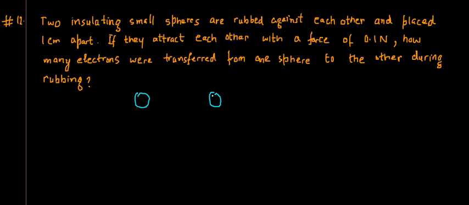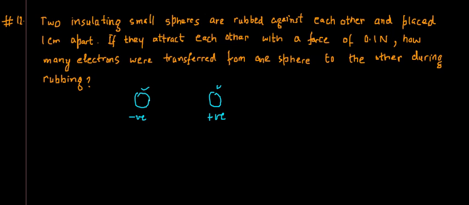Initially they were neutral. When we rub them, one of them gains a negative charge. That's because of the excess of electrons, and the other gains a positive charge. That's because of the deficiency of electrons. So due to friction, some of the electrons from this second sphere have transferred into the first sphere here. Okay, so it has that many excess.